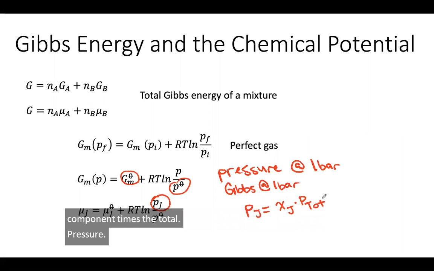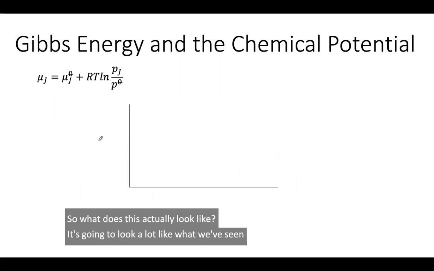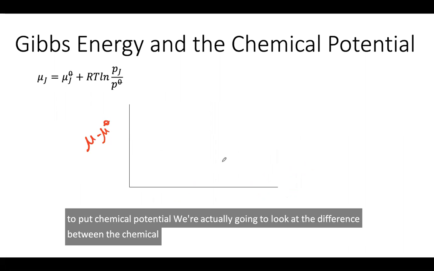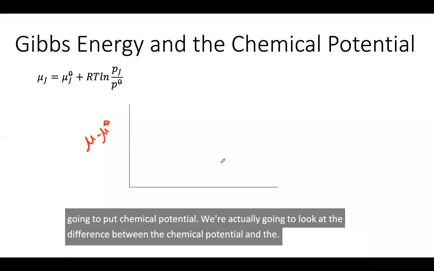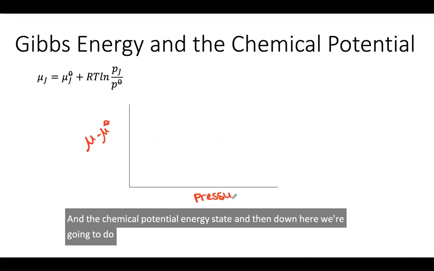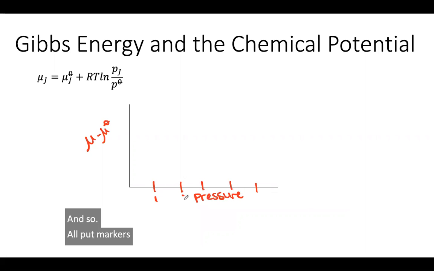So what does this actually look like? Well, it's going to look a lot like what we've seen before. And so here I'm going to put chemical potential. We're actually going to look at the difference between the chemical potential and the chemical potential at standard state. And then down here, we're going to do it based off of the pressure. And so I'll put markers on 1, 2, 3, 4, 5, and then I'm going to just mark 0 here.